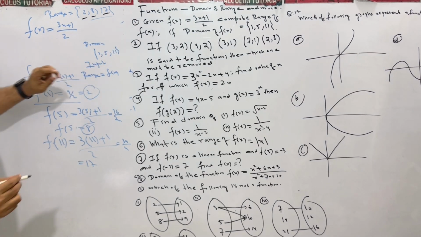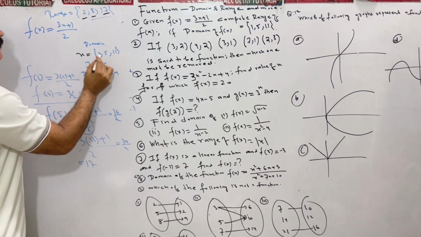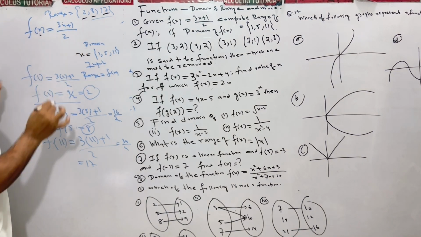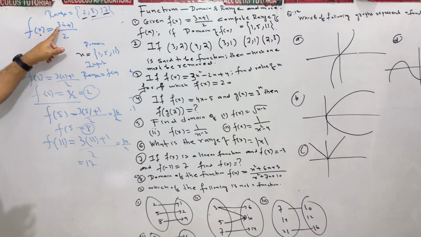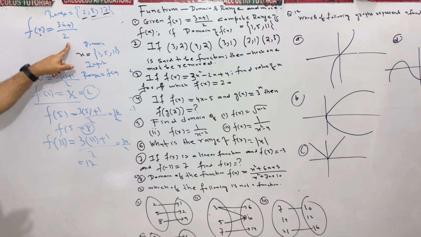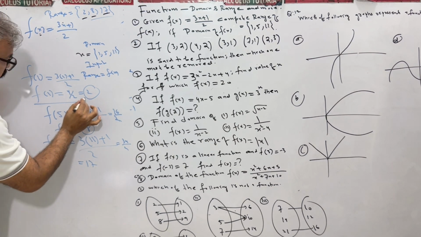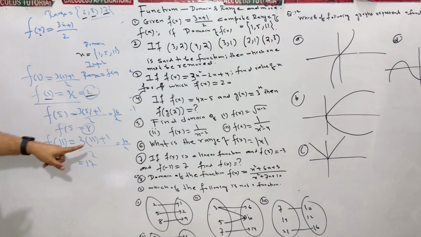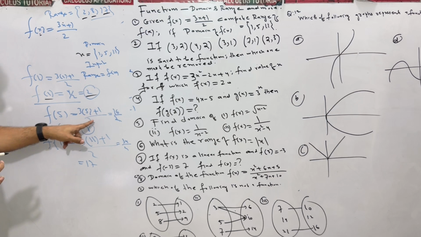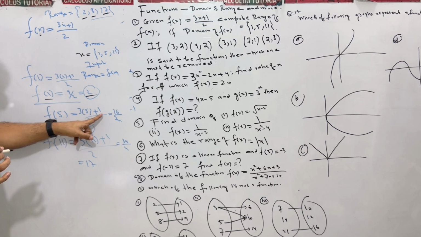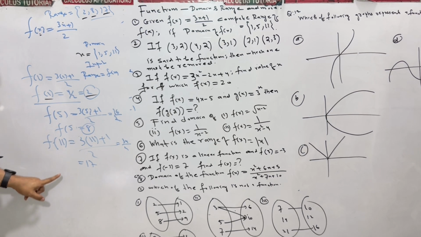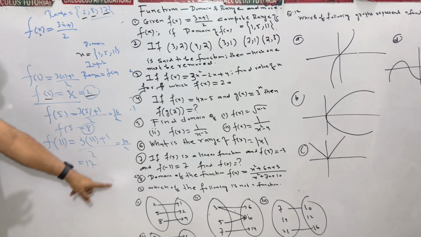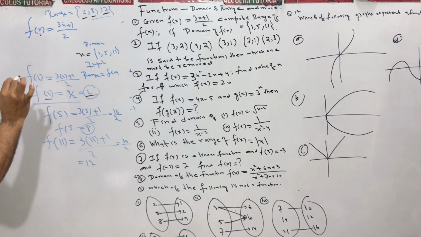I have given the domain. Domain means values of x. Instead of x, insert all of these. First I insert 1: 3 times 1 is 3, 3 plus 1 is 4, 4 divided by 2 is 2. So f of 1 is equal to 2. Then plug in 5: 3 times 5 is 15, plus 1, divided by 2; 15 plus 1 is 16, 16 divided by 2 is 8. And finally 11: 3 times 11 is 33, plus 1, divided by 2, that's 17. So our range is 2, 8 and 17.